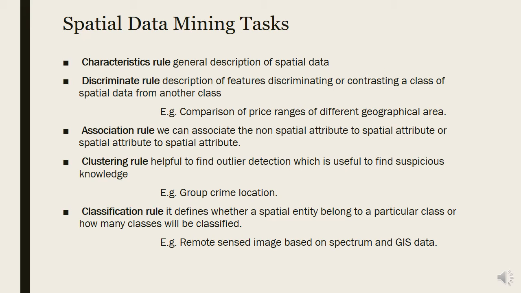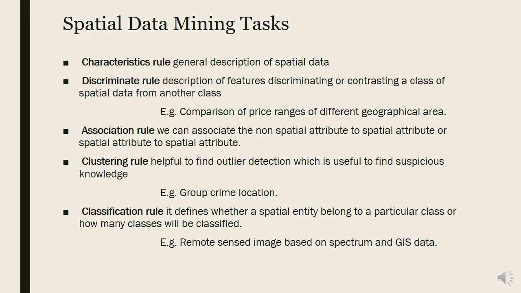Spatial data mining tasks. First one is characteristic rule. It simply means a general description of spatial data. Second one is discriminant rule. Description of features discriminating or contrasting a class of spatial data from another class. Example, comparison of price ranges of different geographical areas.